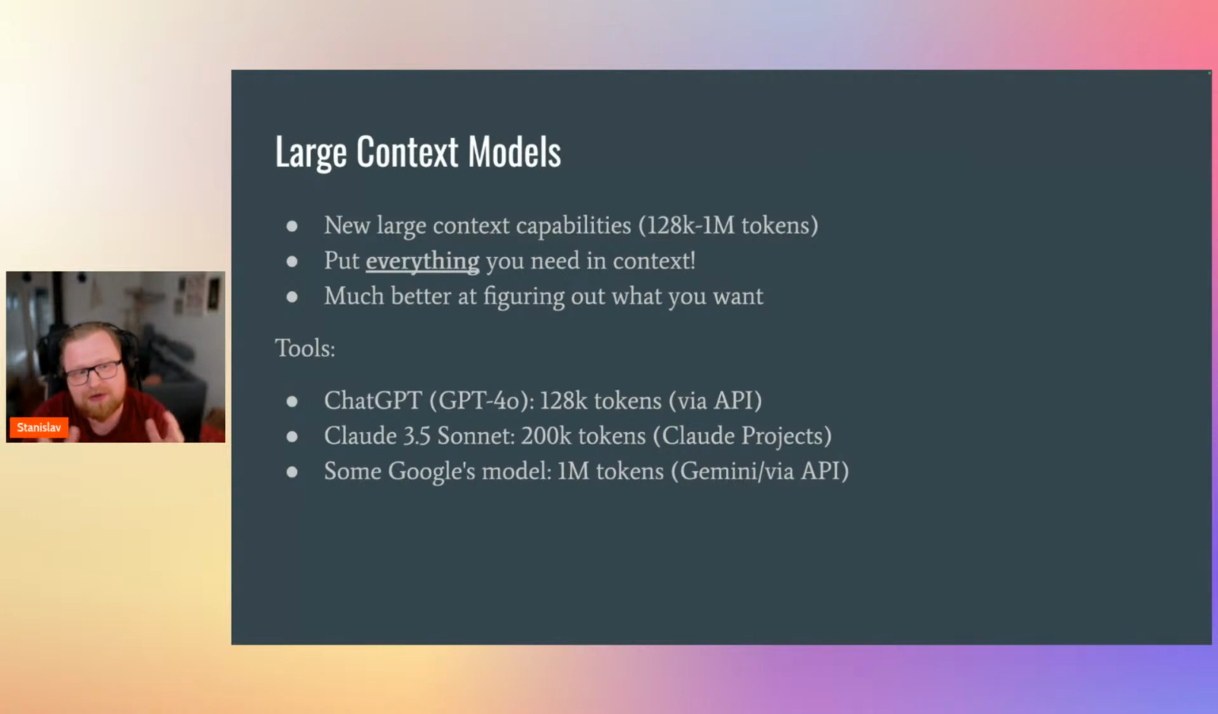But now with these large context models, you can actually put a lot of text in. So you can put in up to 1 million, as they call it, tokens, which a token is roughly a word or half a word, something along those lines. And this is very cool because now we can put everything we need into the context.